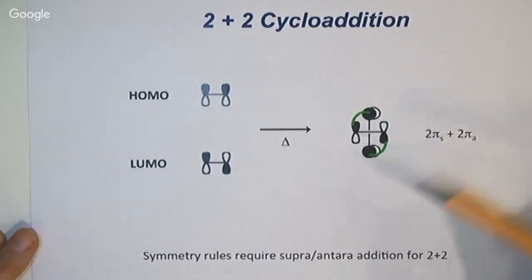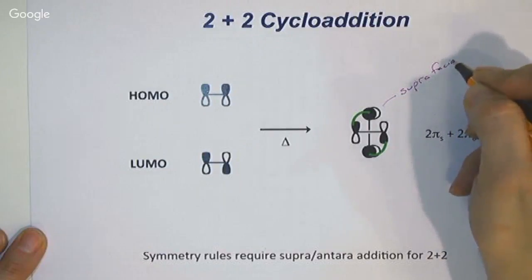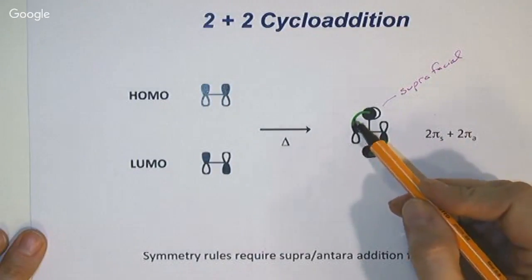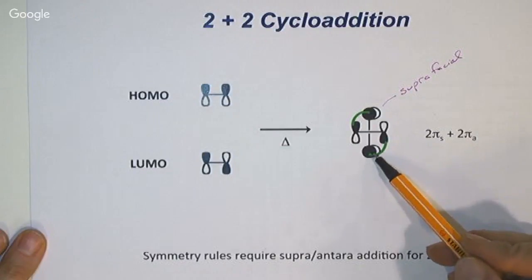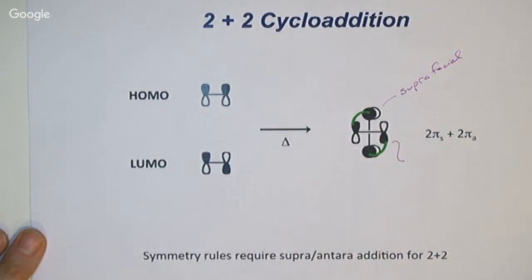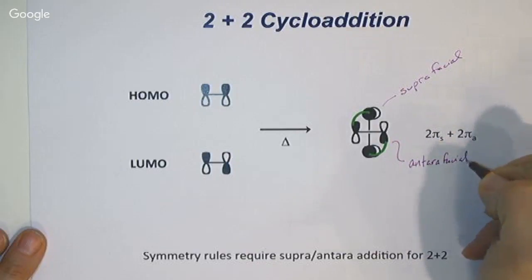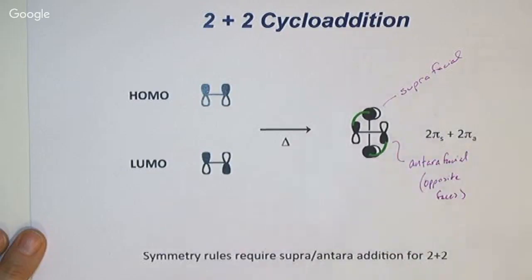This particular ethylene, the one that's behind, is adding suprafacially on the same face. But now I've had to tilt the one up above such that I get the top of one lobe forming a new sigma bond and the bottom of the other lobe forming a new sigma bond. And so in this particular case, we would say that that reagent is adding antarafacially, meaning on opposite faces. All right, so if you're going to get a 2+2 cycloaddition, it has to be a supra-antara addition.